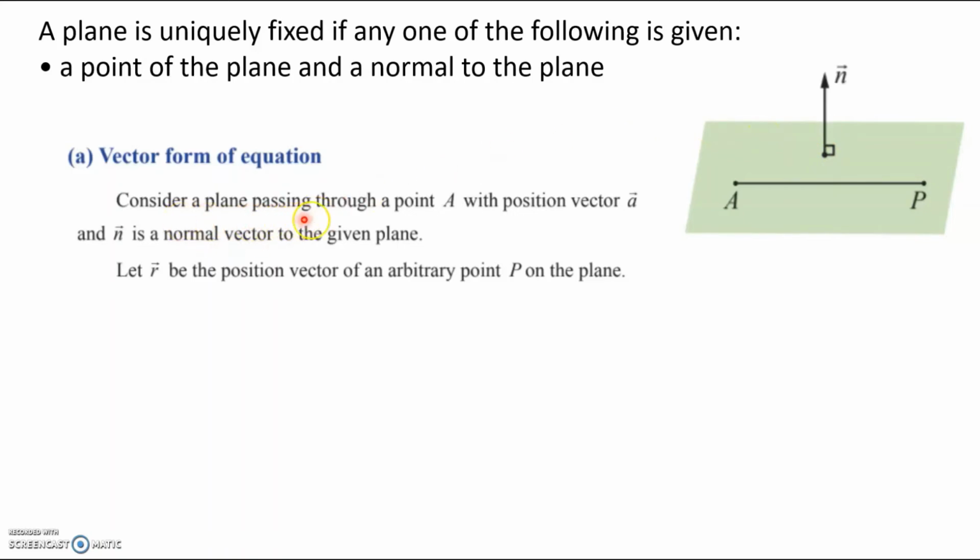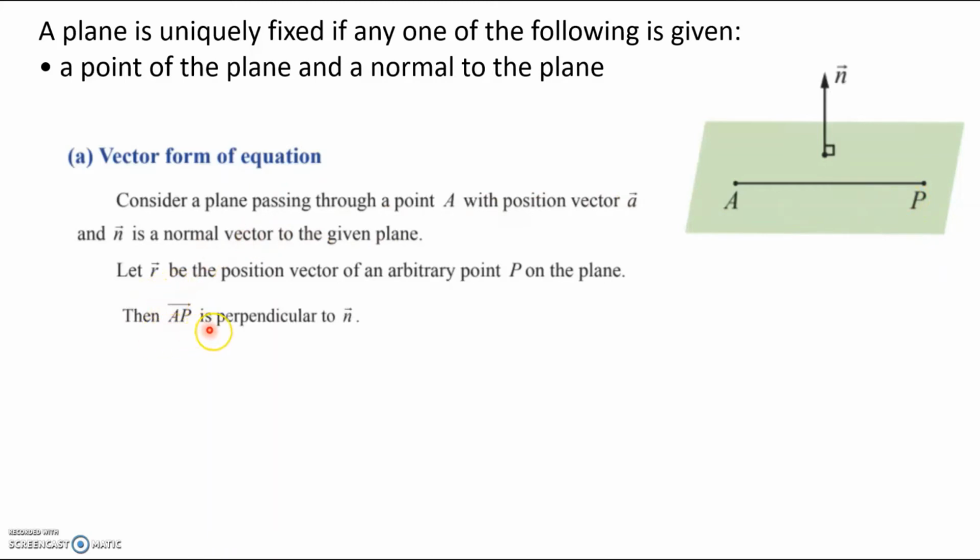So let's consider a plane passing through the point A. That's a point A which is given to us with position vector A, and N is a normal vector to the given plane. So let R vector be the position vector of any arbitrary point P on the plane. So P is a point with position vector R vector.